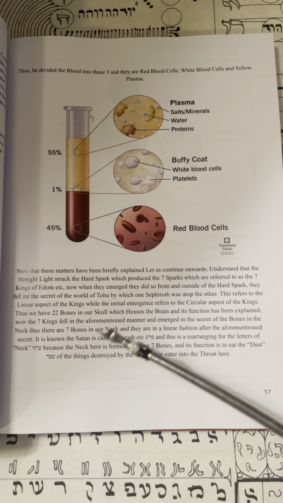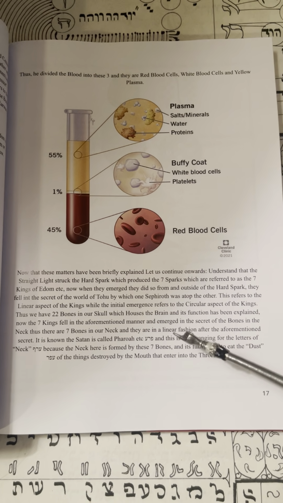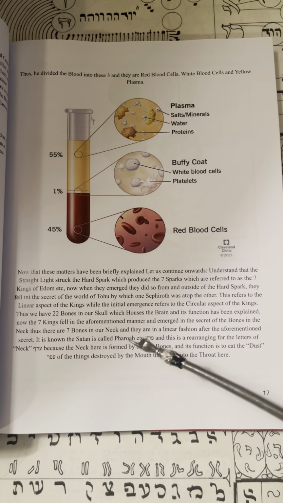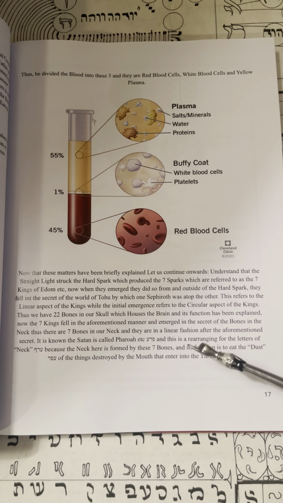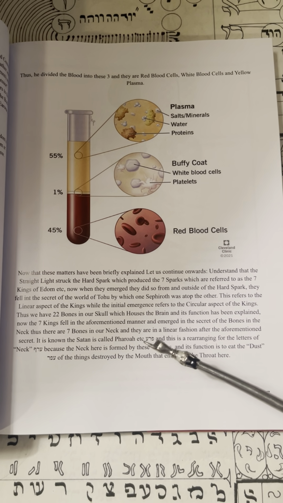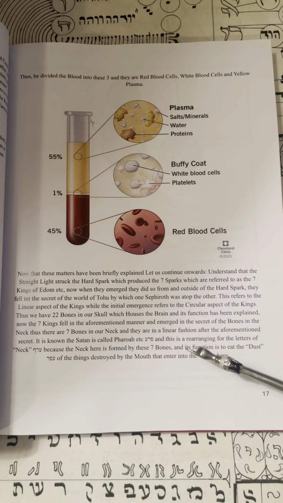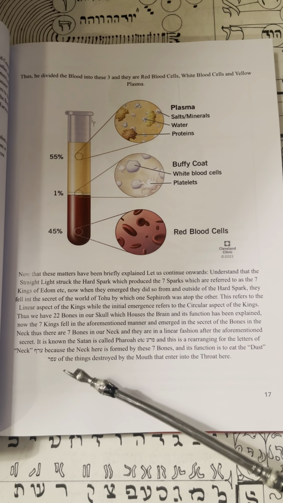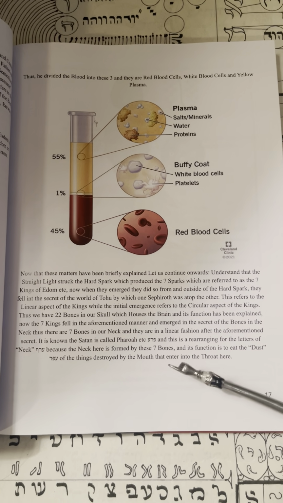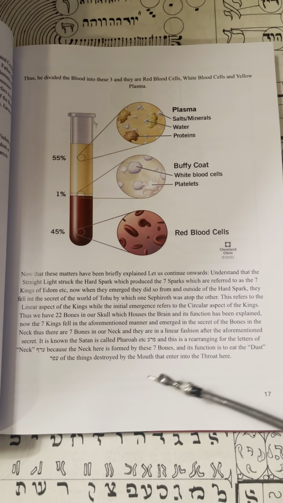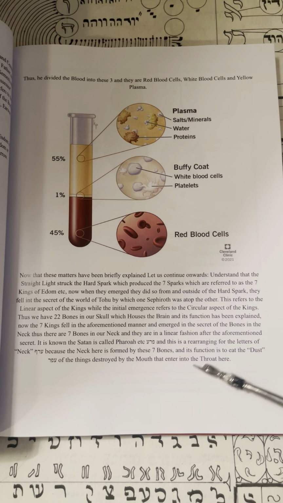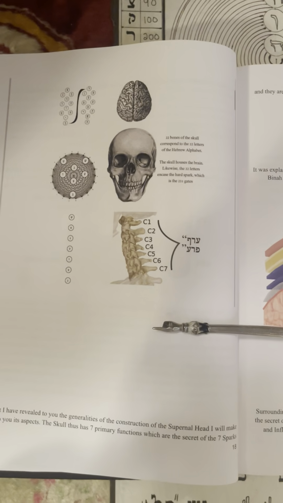Now the 7 kings fell in the aforementioned manner, and emerged in the secret of the bones in the neck. Thus there are 7 bones in our neck, and they are in a linear fashion after the aforementioned secret. It is known that Satan is called Pharaoh, etc., and this is a rearranging of the letters for neck, Aref, because the neck here is formed by these 7 bones, and its function is to eat the dust, Ofer, of the things destroyed by the mouth that enter into the throat here.